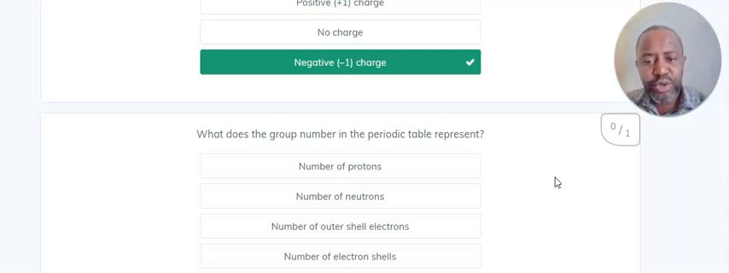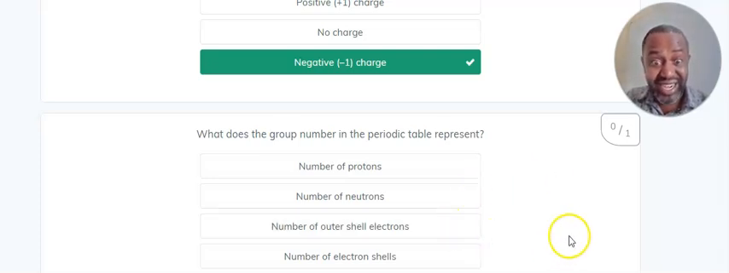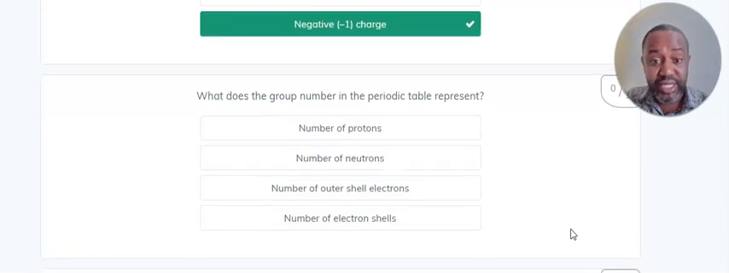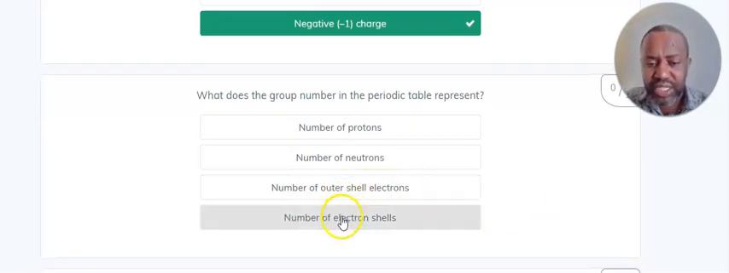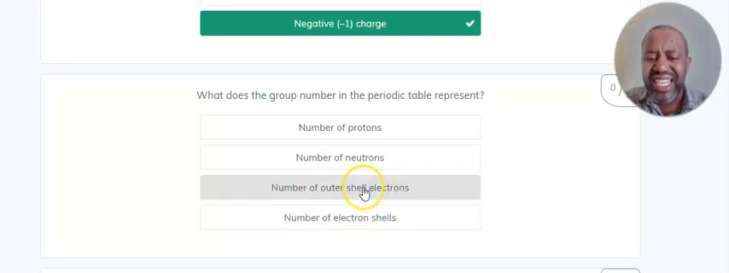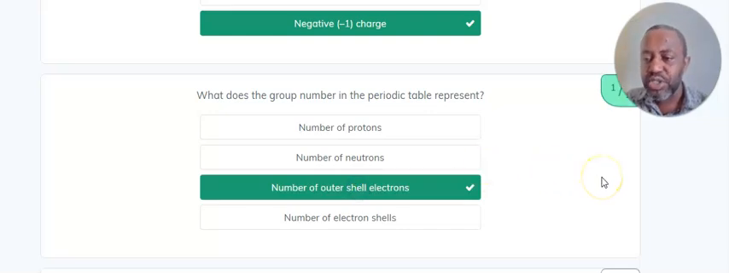But when it comes to these groups, you have to remember, for you to place an element in a certain group, you need to look at the number of electrons which are found in the outer shell. All right. So in this regard, what does the group number in the periodic table represent? The group number does not just represent the number of electron shells. No, it represents the number of outer shell electrons, which are also known as valence electrons.